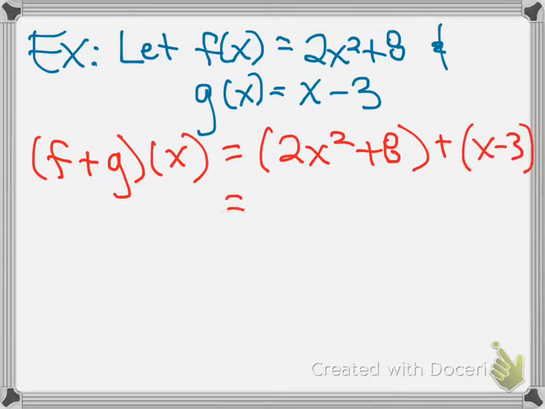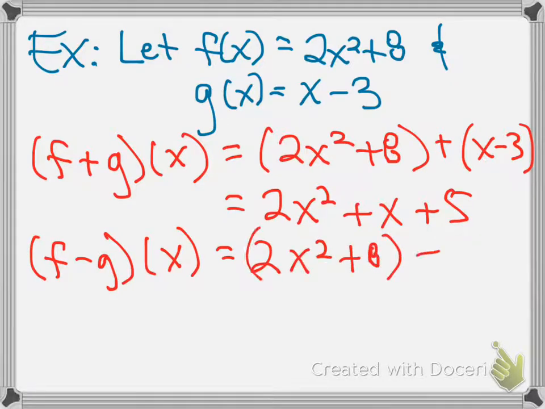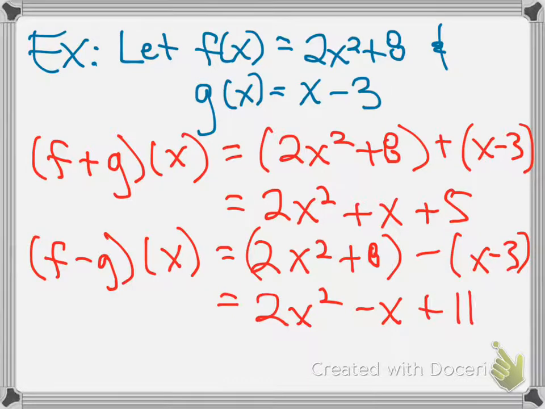And then, of course, you probably want to simplify this a little bit, so we combine like terms, and our combined function is 2x squared plus x plus 5. If we want to evaluate f minus g of x, of course, you just subtract your two functions, so we've got 2x squared plus 8 minus x minus 3. And just like we did a moment ago, you're going to combine like terms. So we'll end up with 2x squared minus x plus 11.